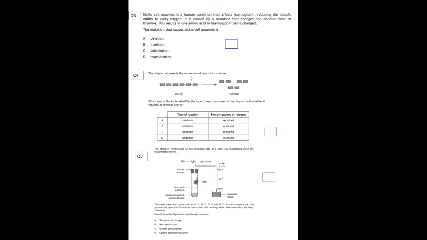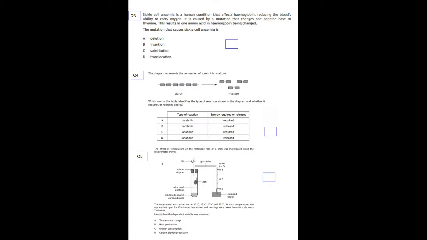The diagram below shows conversion of starch to maltose. So it looks like here, we're breaking bonds, releasing energy, and we're going from a large molecule down to many small molecules. That is a catabolic reaction, and it releases energy. So the answer is B.